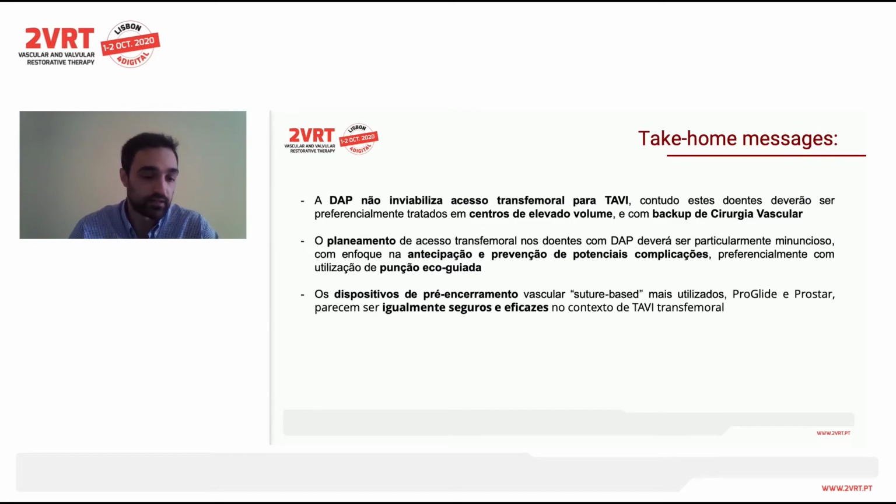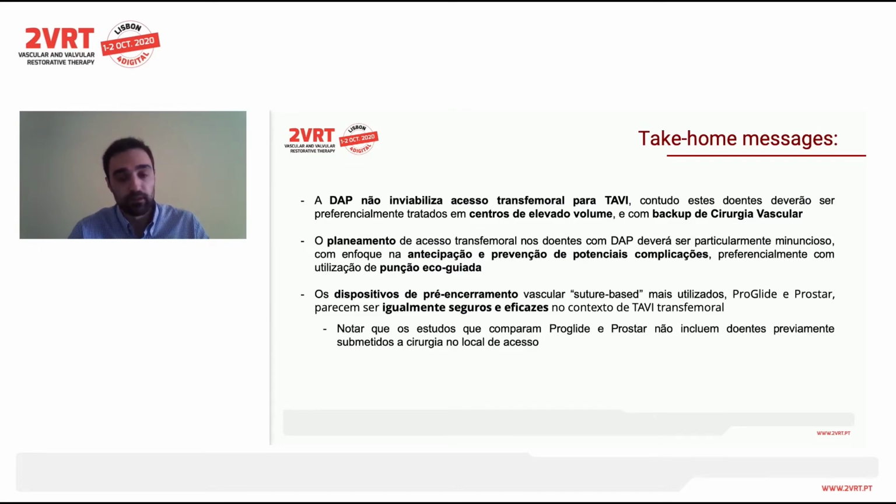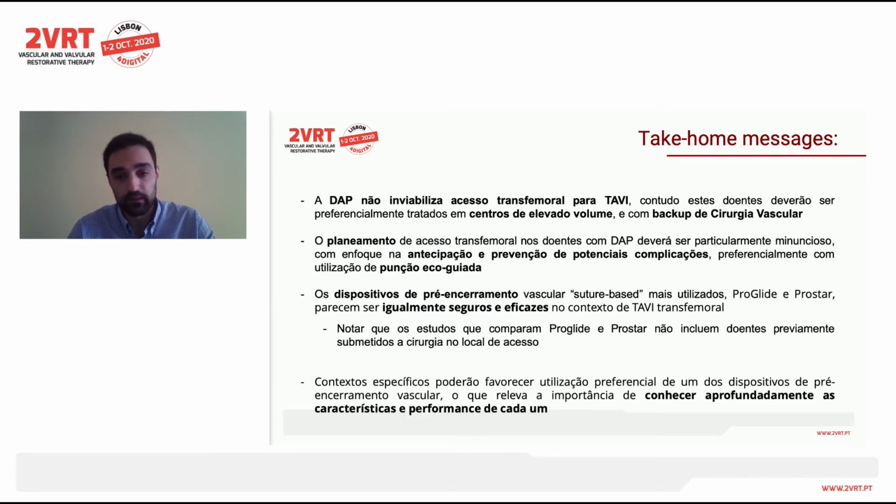And the pre-closure devices, although they have, in non-selected cohorts of TAVI patients, no relevant differences in their safety or efficacy profile, the truth is that we don't have data in this particular subset of patients previously submitted to surgical intervention. And we must remember that the tissue fibrosis, the tissue stiffness may compromise. And the focus of the case is essentially this.